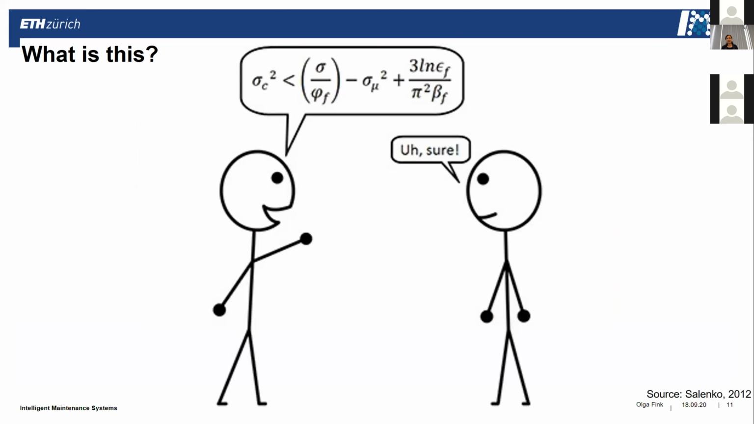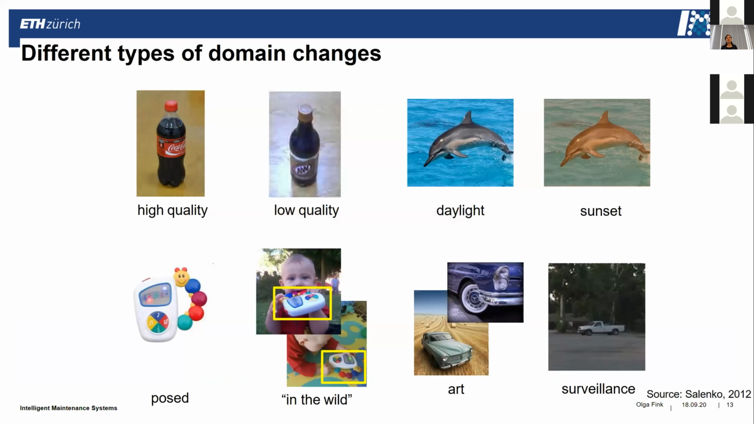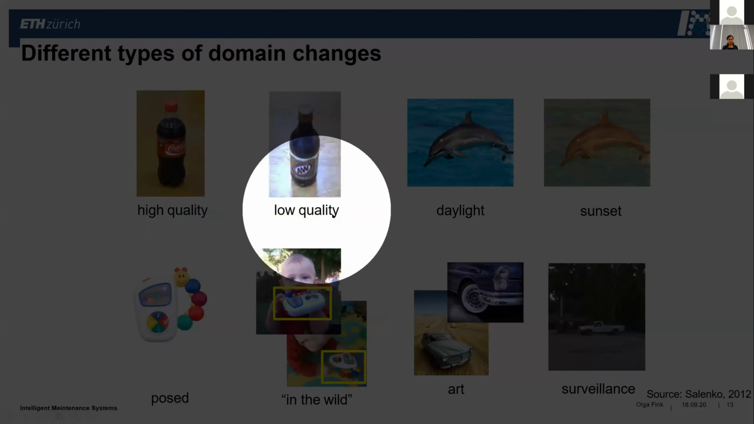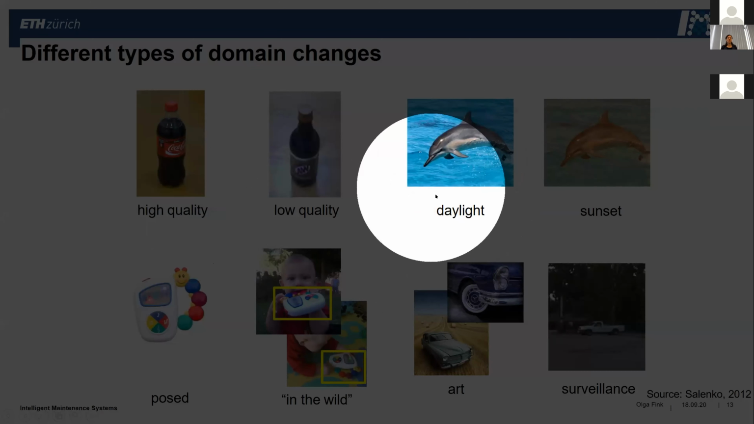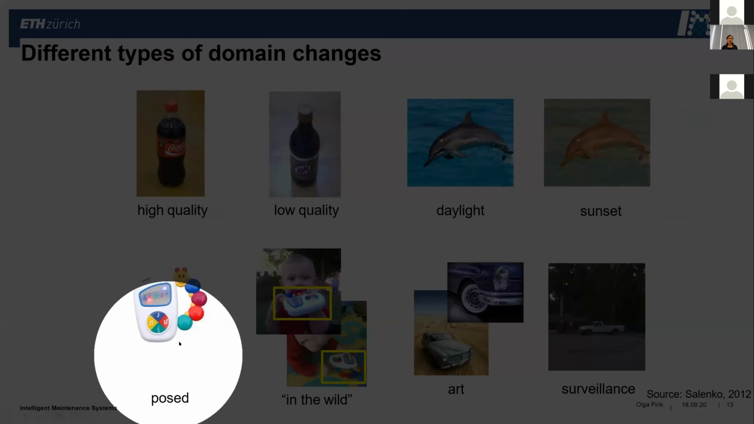So what we're actually doing is transferring the knowledge between different domains. For example, we can transfer something from high quality images to low quality images. We can transfer something that we learned for daylight also to the sunset. If we have collected data for images under perfect conditions, we can also start detecting them in the wild, and we can also transfer from art to surveillance videos. For humans, it's actually quite easy to do, but the question is, how can we teach machines to do that?